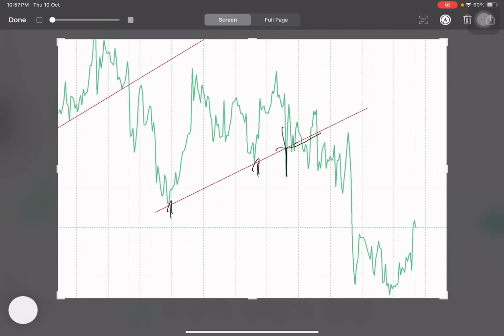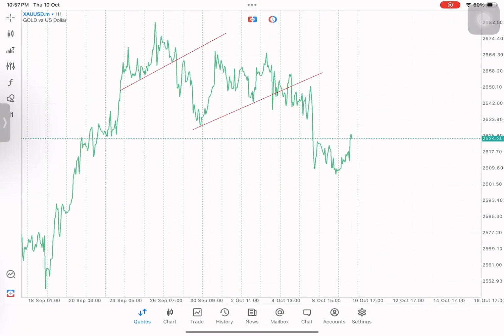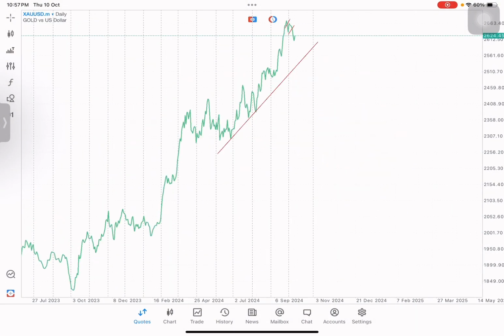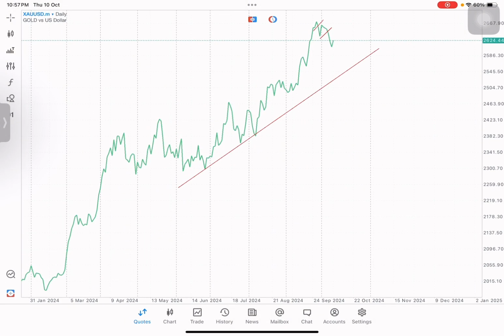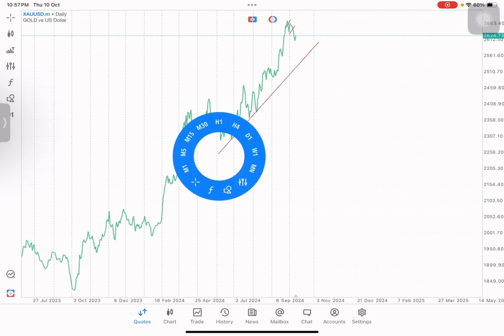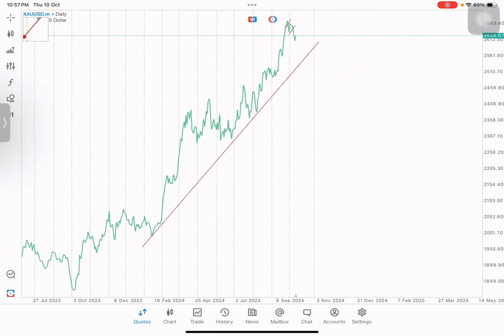For example, just because this breaks here doesn't mean I'm going to enter back at the trend line. There are ways and means to find exactly how to enter, which I'll share with you in later videos. What I would basically use a trend line for mainly is to mark the main direction. For gold, for example, you can see here the main direction is still buy.